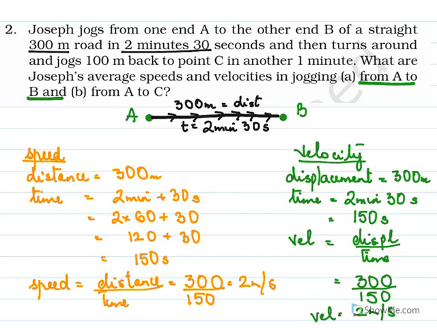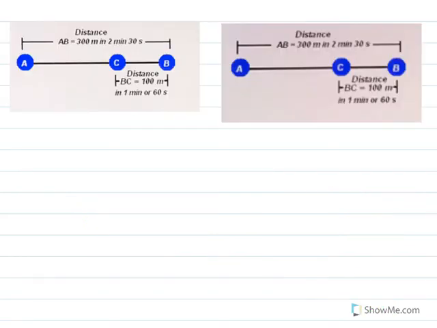Now we take the next part, and the next part is from A to C. Now we'll find the speed from A to C. To find speed, we first must know distance.